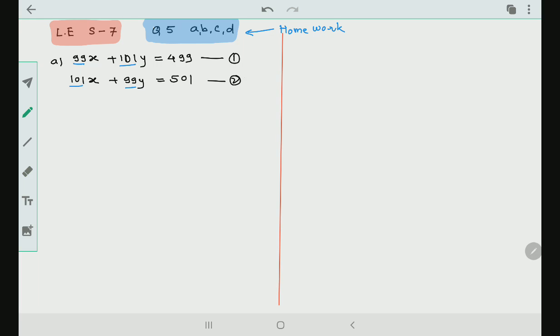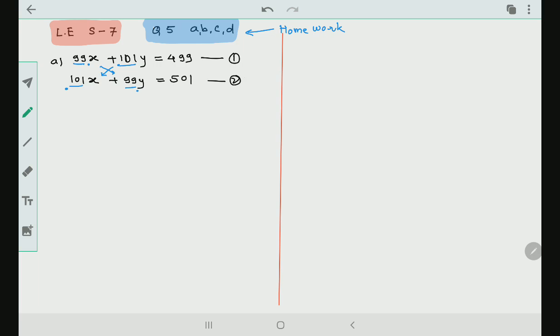But for that, you first need to understand for what type of question you can use that method. You can use that method only for questions where you have alternate coefficients. What do I mean by alternate coefficients? Here, the coefficient of x is 99 in the first equation and the coefficient of y in the second equation is 99. And the coefficient of y is 101 in the first equation, so the coefficient of x in the second equation is 101. So it's called alternate coefficients.